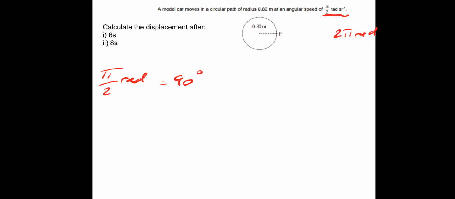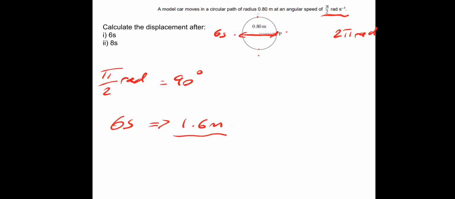And it wants us to calculate displacement after 6 seconds. So if we start at point P and do 6 seconds, so that'll be 1 second, 2 seconds, 3 seconds, 4 seconds, 5 seconds, 6 seconds. So this will be our location after 6 seconds. And the displacement is the straight line distance from P to that point. So that would actually be the diameter of this circle. So at 6 seconds, the displacement would simply be 1.6 meters.